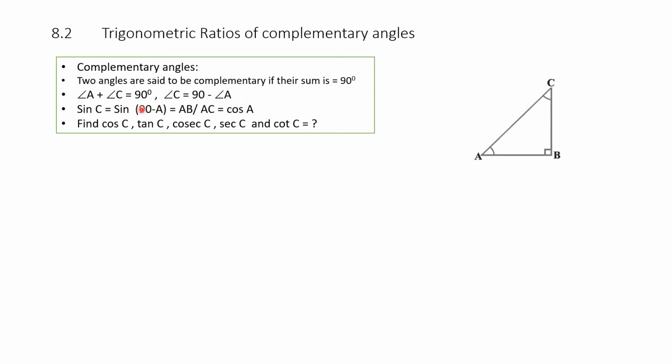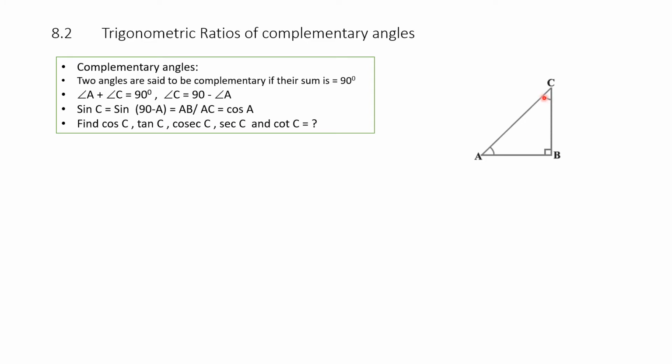We know sine of angle C. If we want to find out angle C, we can say that sine of C is equal to sine of 90 minus A, that is equal to AB by AC. Sine of C is opposite side AB over hypotenuse AC. Therefore, AB by AC is sine of 90 minus A.